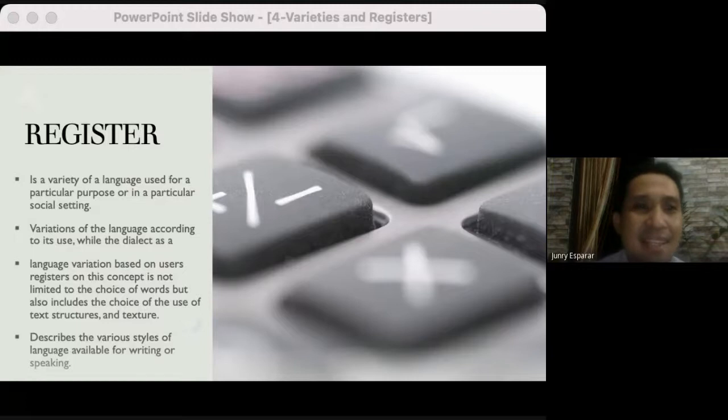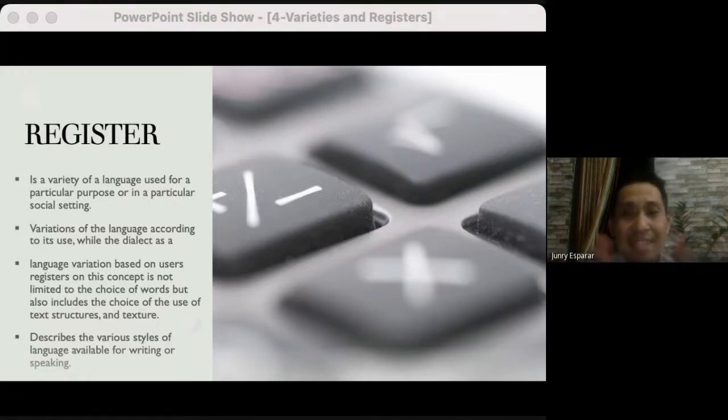Which means that a register here, as I mentioned in the definition, has something to do with the text structures and also the texture of the statement or of the way it is being delivered. Interestingly, when you are dealing with your boyfriend or girlfriend, the register would also change, right? So it can be romantic, for example.